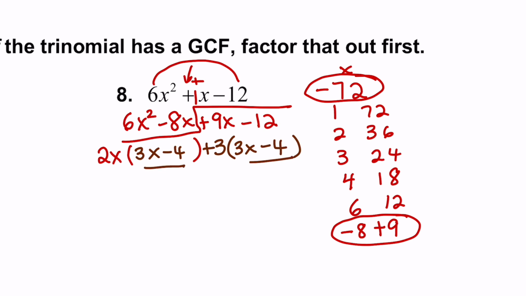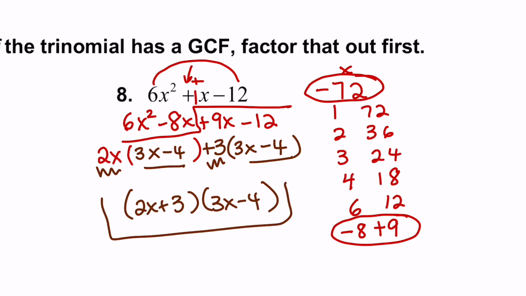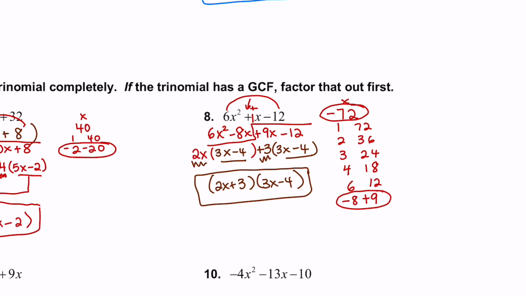Now these two are the same, so we have 2x plus 3, and our second parenthesis is 3x minus 4. Now we didn't take anything out, so nothing is in the front, so this is just going to be our answer.